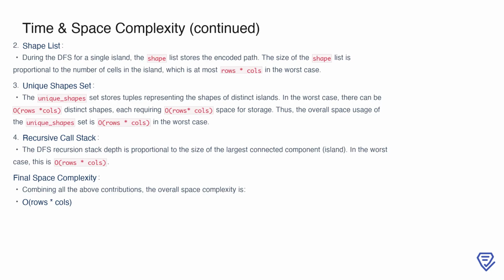Another contributor to space usage is the unique_shapes set, which stores the shape of each distinct island. In the worst case, there could be rows * cols distinct shapes, and each shape could represent up to rows * cols cells. This means the space required for the unique_shapes set is also bounded by O(rows * cols). Lastly, the DFS recursion stack contributes to the space complexity. The depth of the recursion stack corresponds to the size of the largest connected component, or island, which is at most rows * cols. Combining all these factors, the overall space complexity of the solution is also O(rows * cols).